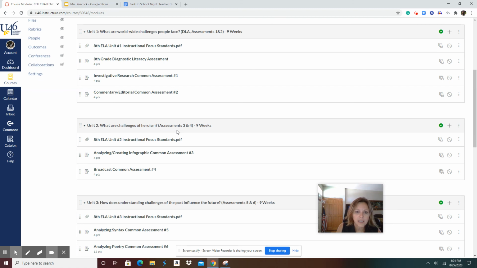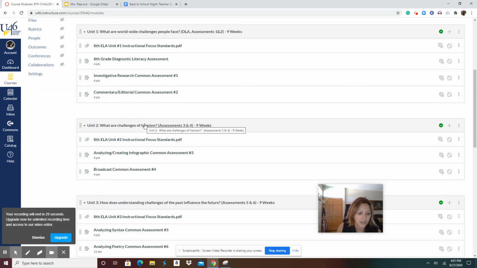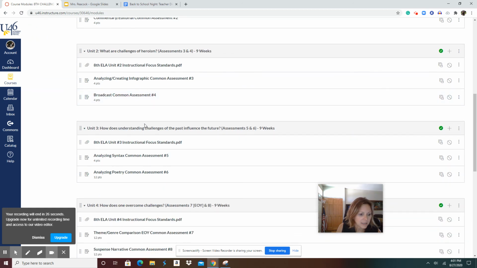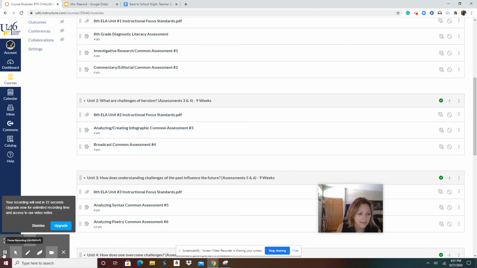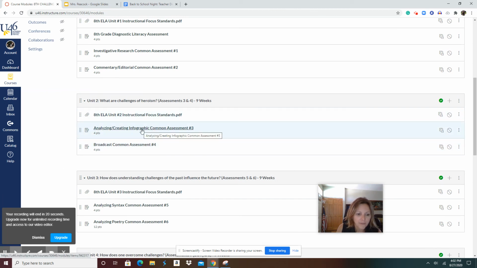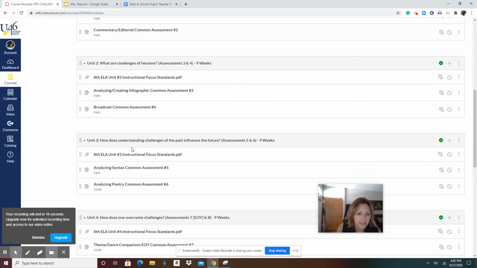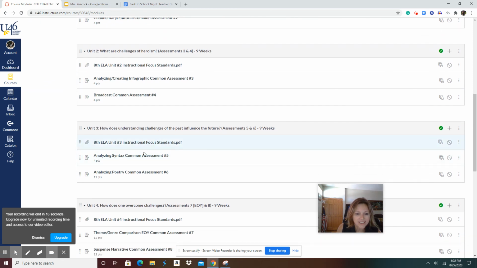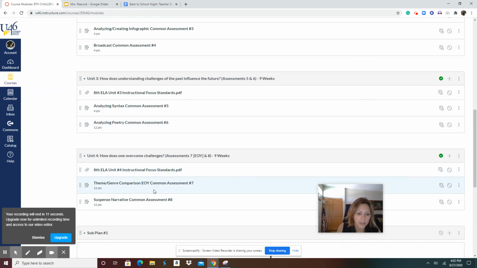The second unit, the next nine weeks, is going to be about challenges that heroes face. They will be creating an infographic and a broadcast. We're going to move on to syntax, just sentence structure and poetry. And at the end, they will be creating a suspense narrative.